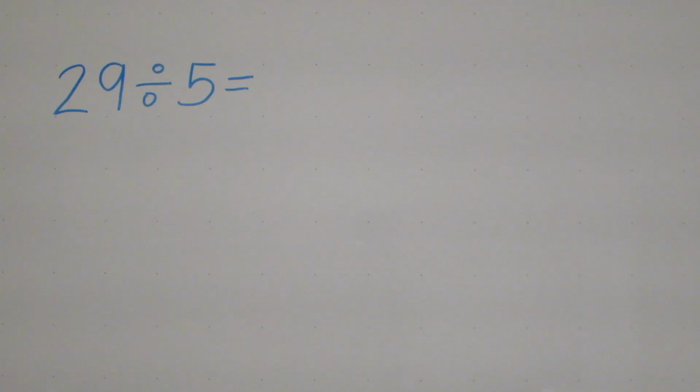Hey guys, in today's video you will be learning how to write an answer with a remainder as a decimal. So this question here is 29 divided by 5, and we've been asked to write our answer in decimal form. So first thing we would do is do our regular long division steps.